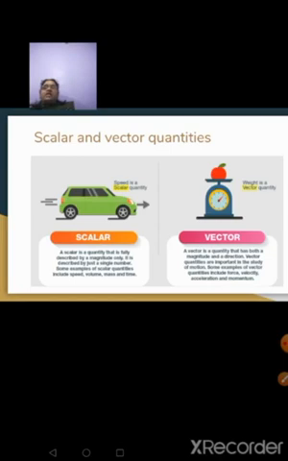Some examples of scalar quantity I'll show you in the next slide. Volume, mass, which talk about only the number. You call that a scalar quantity. So examples of scalar quantity: speed, volume, mass, time.